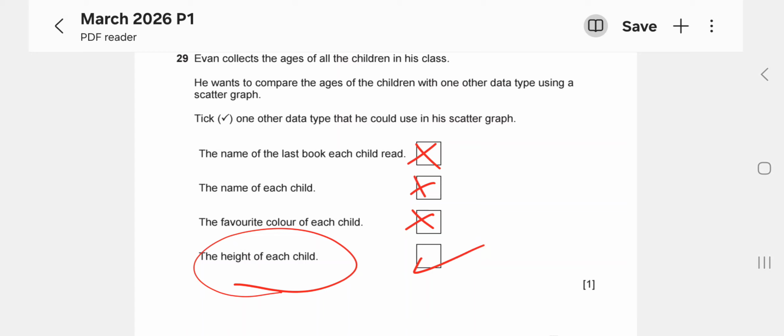This will compare because age is related to the height, especially in the small ages. They are growing by the same amount, or by different amounts, according to their ages or in a different way. So here, the height of each child is very important.